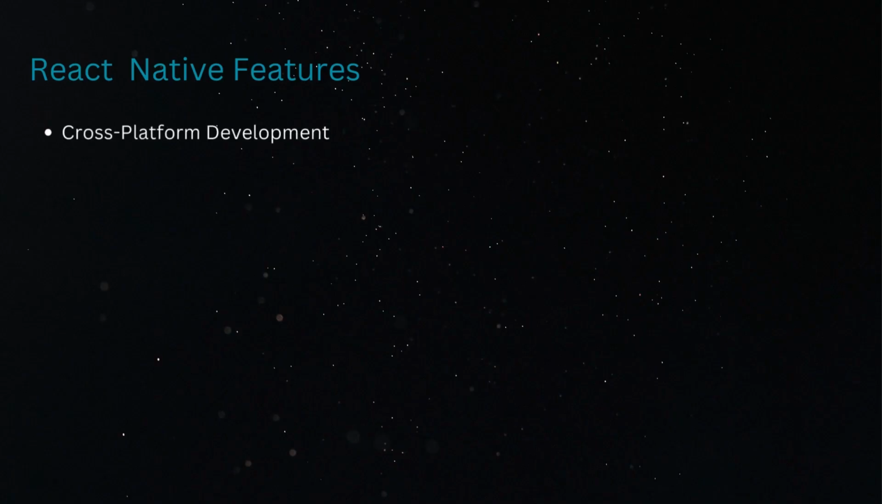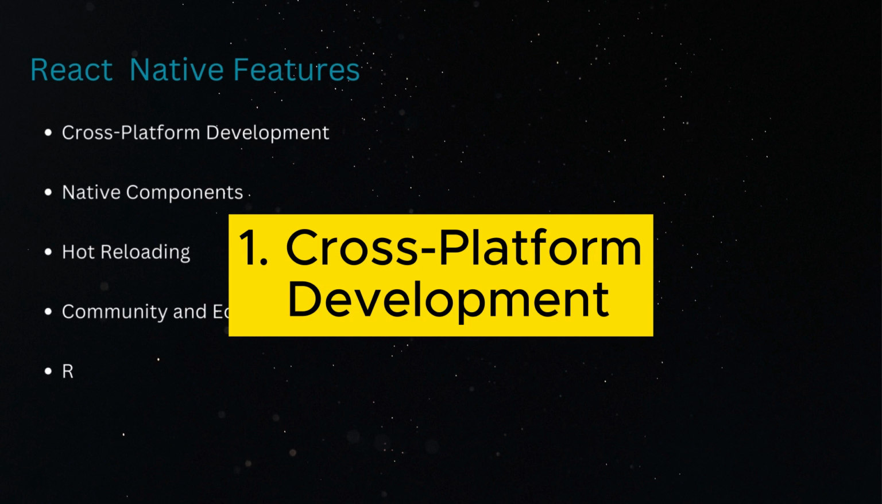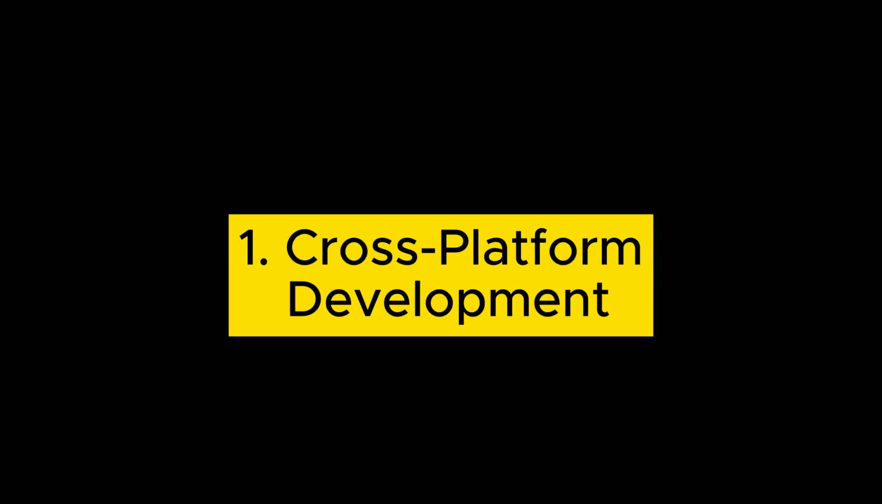React Native has some key features that are quite interesting. Number one, there is cross-platform development. It means that React Native enables developers to write code once and deploy it on both iOS and Android platforms. This cross-platform compatibility can save time and effort compared to developing separate code bases for each platform.